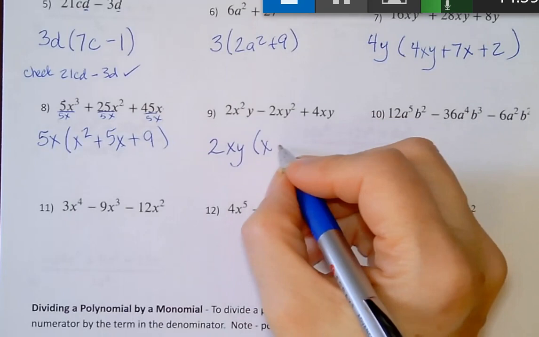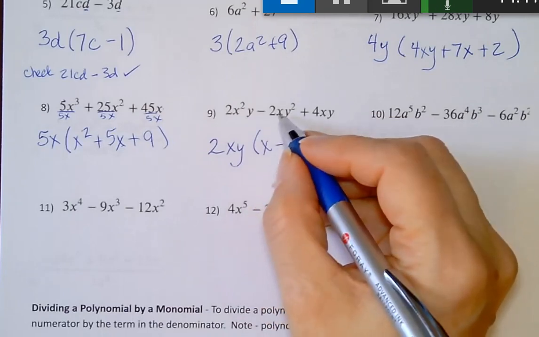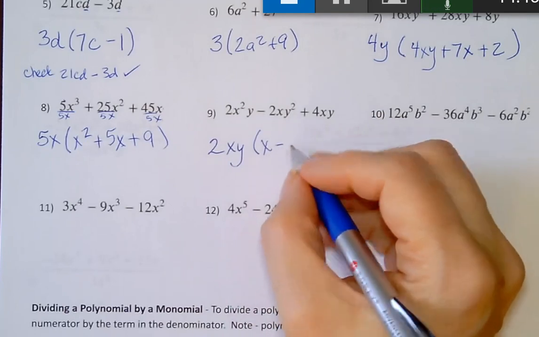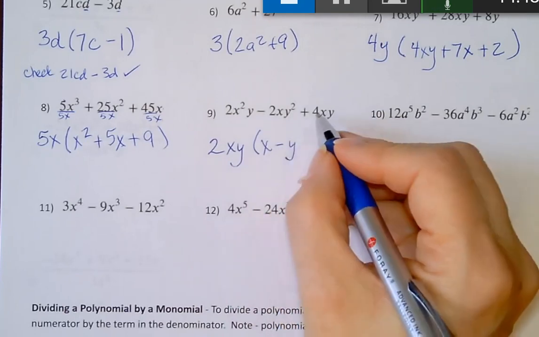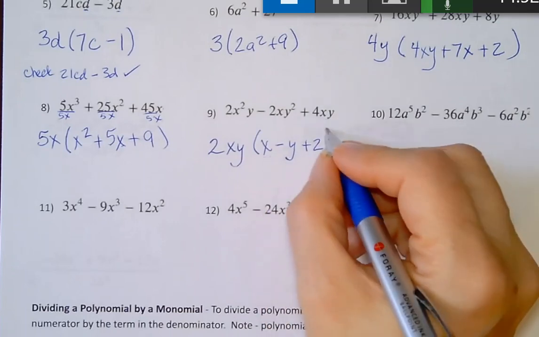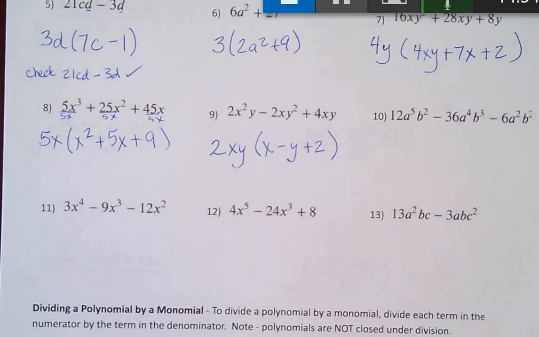Negative 2 divided by 2 is negative 1, so x divided by x is 1, and y squared divided by y is just y. 4 divided by 2 is 2. And xy divided by xy is just 1. So that is my factored out answer.